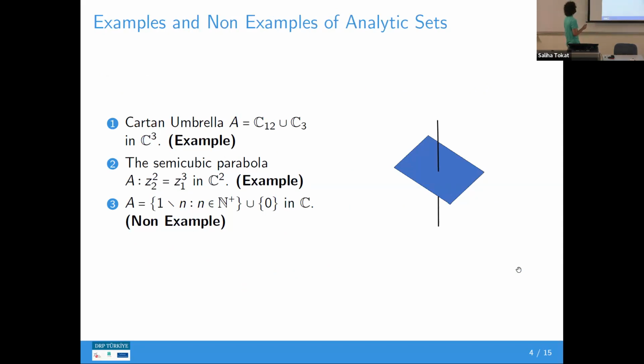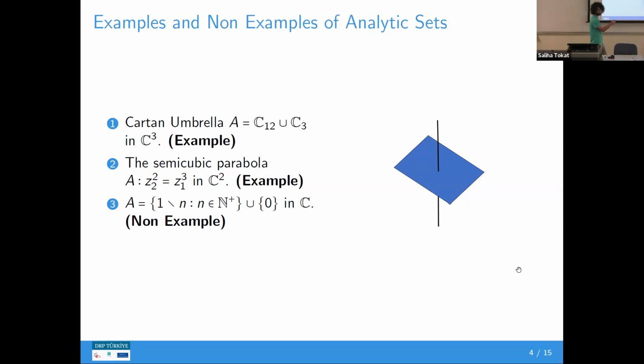Okay, we have some examples. First of all is a classical one, the Cartan umbrella. This is the picture of it. We have a plane and we have a line. We are considering their union, and they have an intersection point, say 0. By the way, the line is not on the plane, and this is an analytic set. Why? Because we can pick a point on the plane, and we can locally define it as the zero locus of a holomorphic function using the equation of the plane, and we can repeat the same argument for the line.